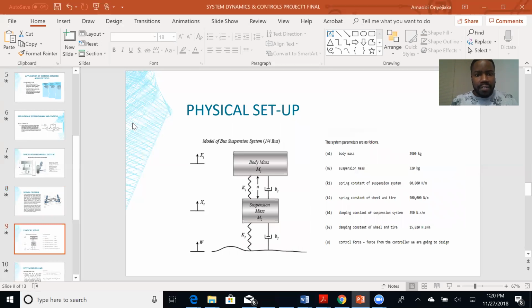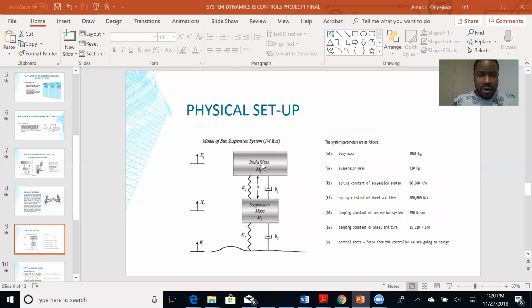Here's another example of the physical setup. We model the body, mass one, as the body of the car. Keep in mind, there are 4 wheels on the car, so this only represents 1/4 of the total mass of the car. And then our mass 2 represents the suspension mass. The suspension system itself has a mass element.